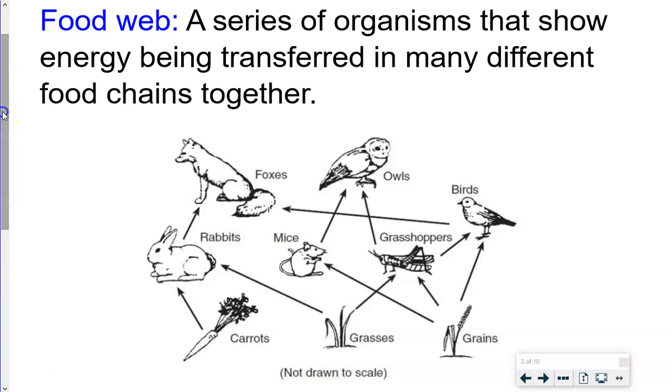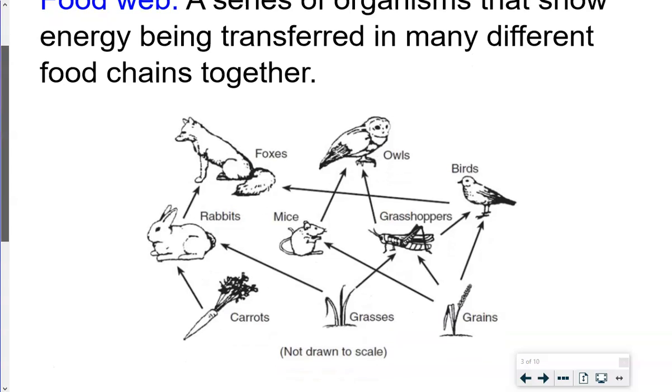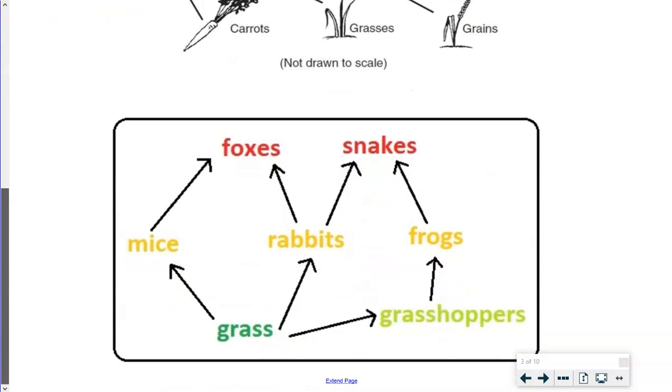Now, once again, you don't have to draw the pictures. Here's another example of a food web that's perfectly acceptable, just using the words and the arrows. Grass is being eaten by a rabbit, and the rabbit is being eaten by a fox, or maybe the rabbit's eaten by a snake. Whatever. These are different types of food webs here.